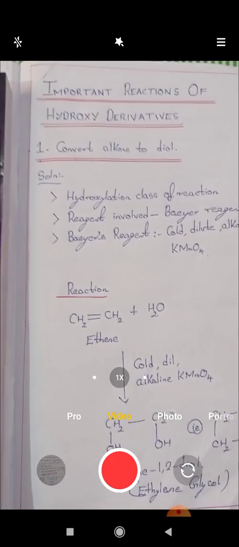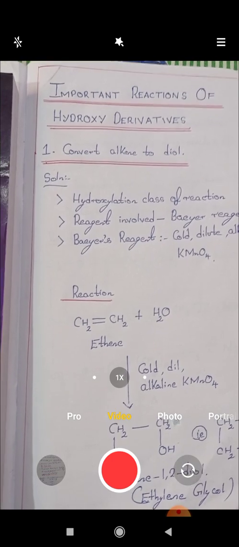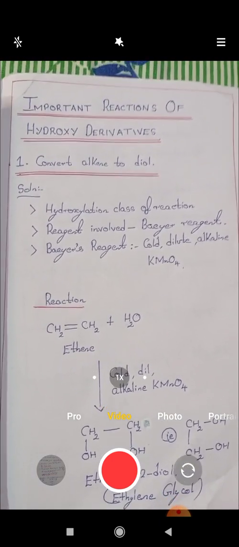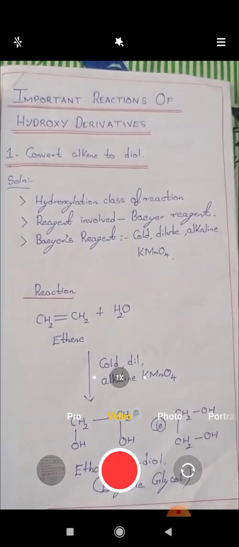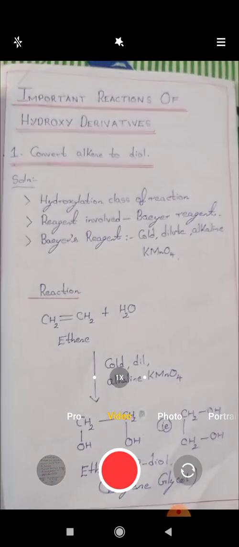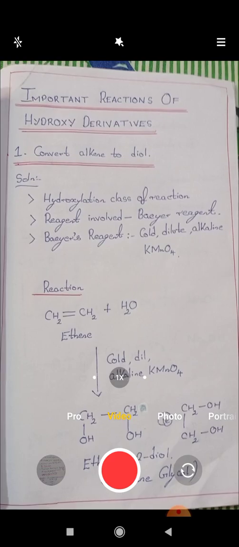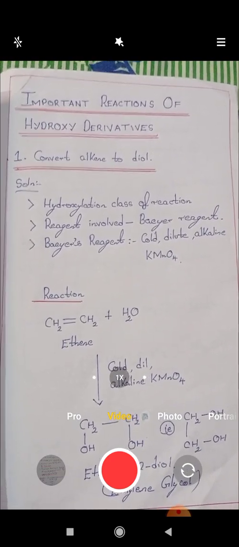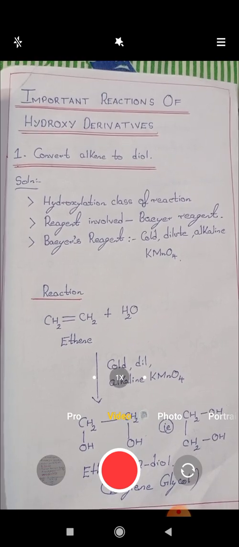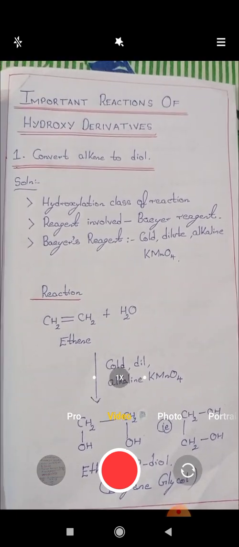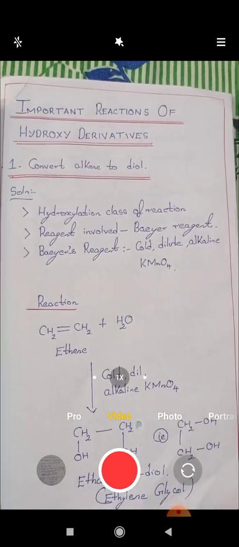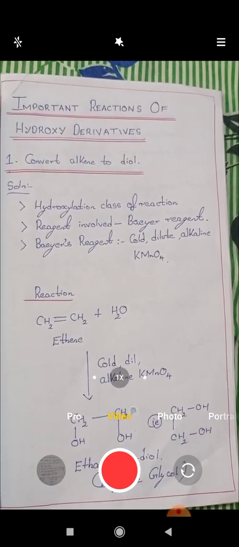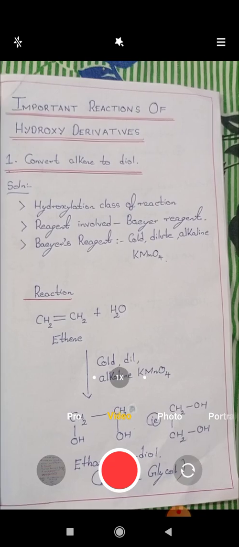It comes under a class of reactions called hydroxylation. What is hydroxylation? Addition of OH groups to the substrate carbon atoms. Here the reagent involved is Baeyer's reagent, that is cold alkaline dilute KMnO4. Potassium permanganate is called Baeyer's reagent. Shortly we may remember it by the term CAD KMnO4, cold alkaline dilute KMnO4.